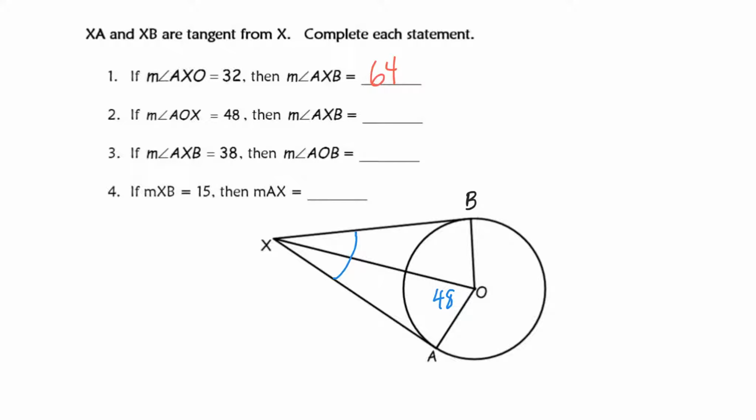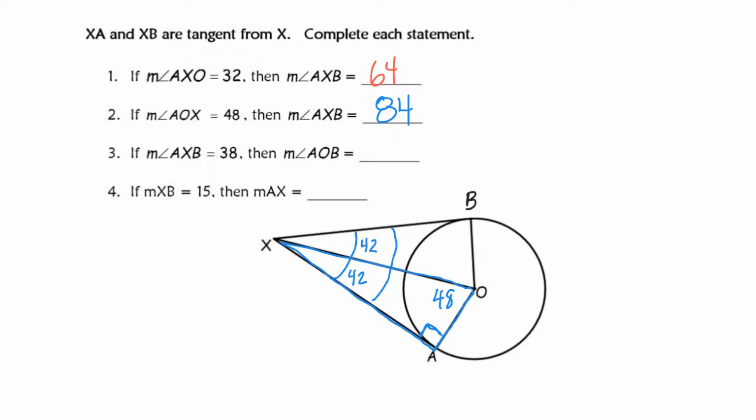So a couple ways to think about this. We know this has to be a right angle because a radius and a tangent make a right angle. So I can think about just this small triangle here. My other two angles have to add up to be 90 as well. So then this one has to be 42, which means this angle here has to be 42. So the whole thing has to be 84.